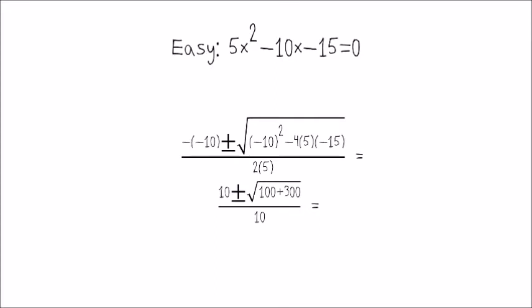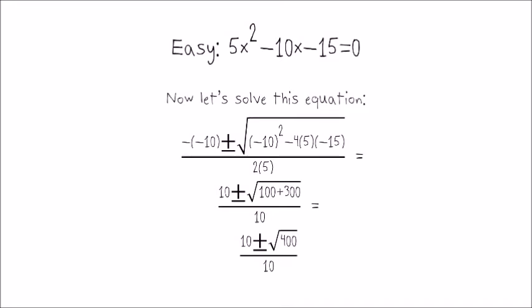Then again, negative times negative 10 plus minus square root of negative 10 raised to the second power minus 4 times 5 times negative 15 all over 2 times 5 will become 10 plus minus square root of 100 plus 300 all over 10, which will eventually also become 10 plus minus square root of 400 all over 10.